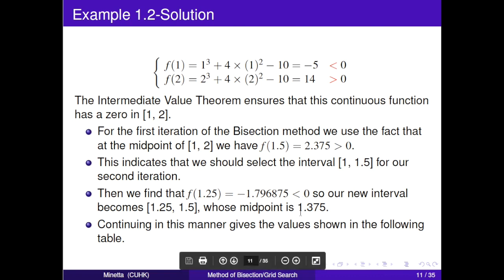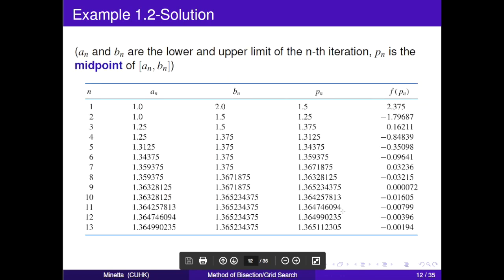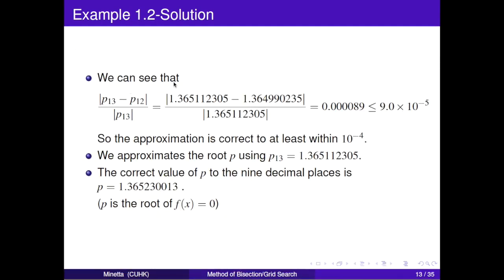Continuing in this manner, we can get the following table. This table shows the 13 iterations. Then we use the stopping criteria to check it. We can see that this value is less than 10^-4. So the approximation is correct to at least within 10^-4. Hence, we approximate the root p using this value. Actually, the correct value of p is this value. In other words, our method is correct.